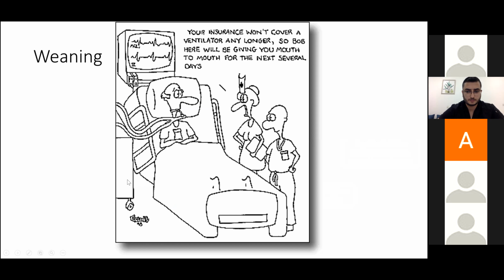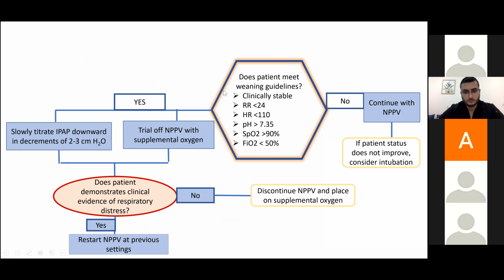No, thank you. Yeah. So to wean the patient, you look at these guidelines. If they are clinically stable, the cause of the respiratory failure has improved. Respirations are less than 24 times a minute, heart rate less than 110, pH less than 7.35, pulse oximetry more than 90%, and FiO2 is less than 50%. Again, these are relative numbers, not absolute numbers.